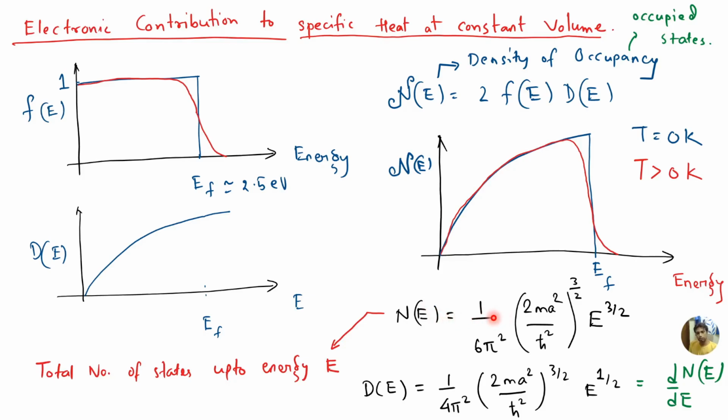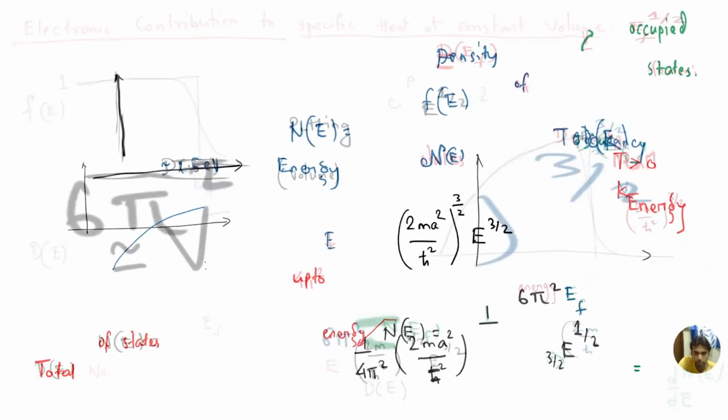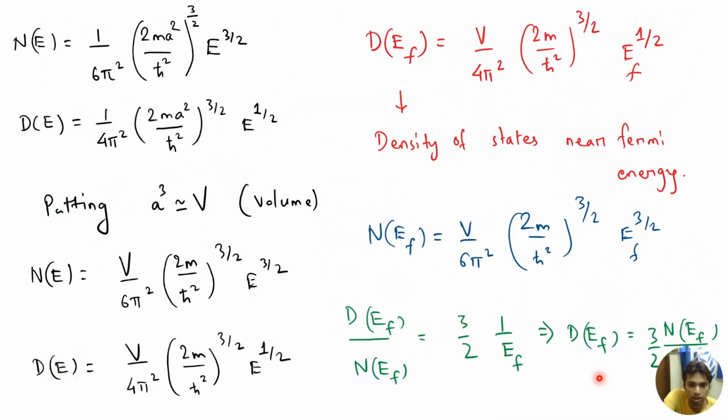What we did was, we found the number of states up to energy E, and then we took the derivative of that and found the number of states between energy E and E plus dE. So these are the two expressions we had.